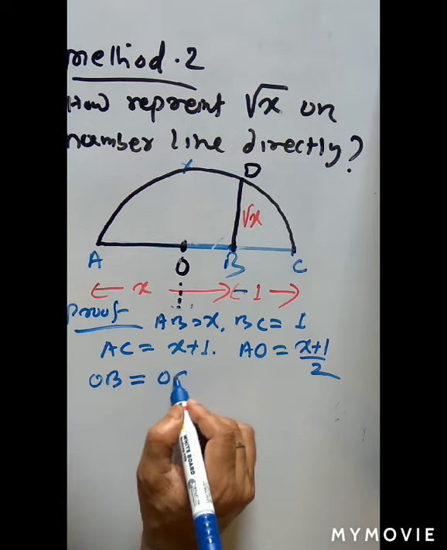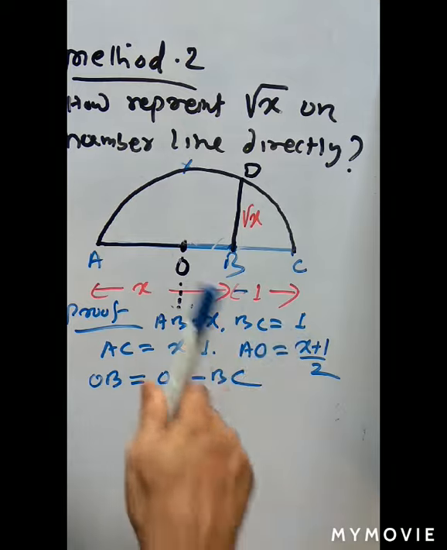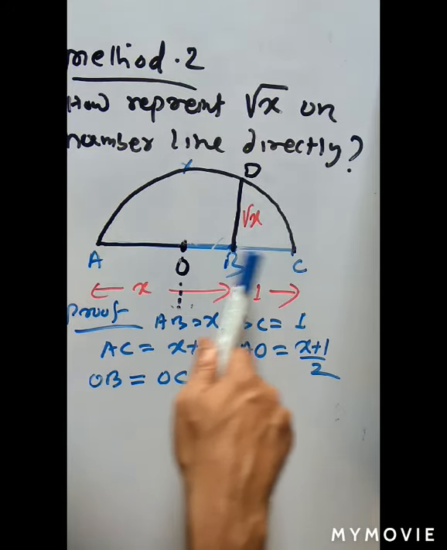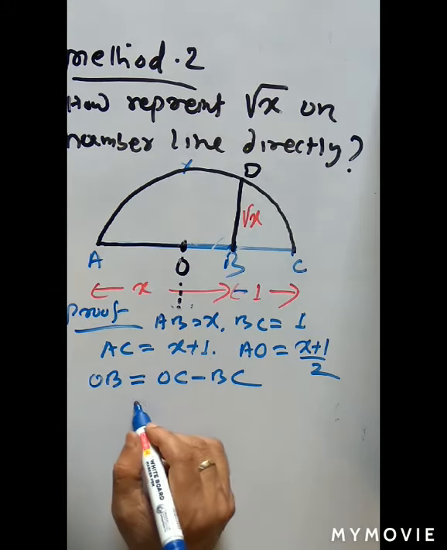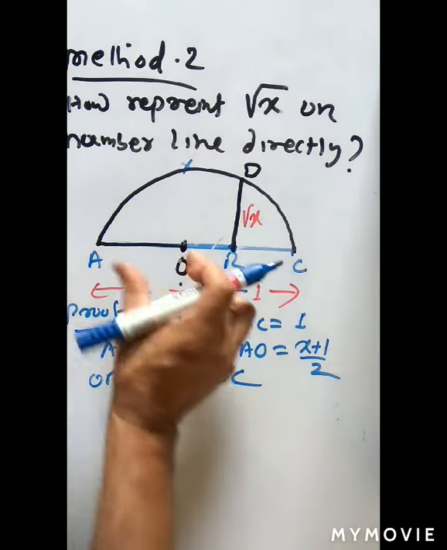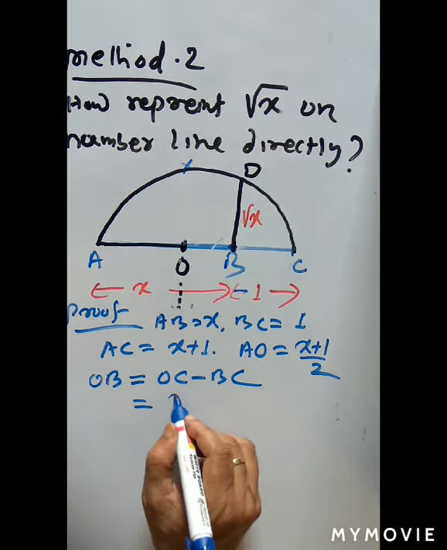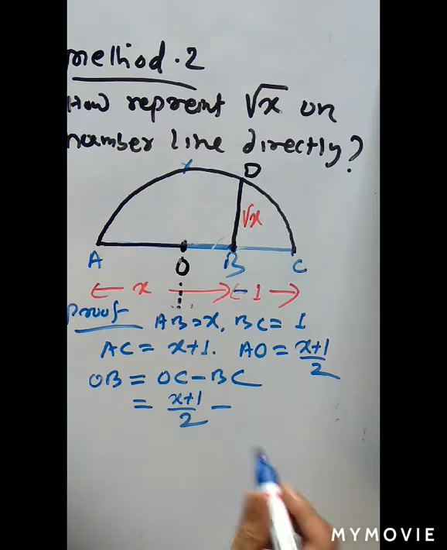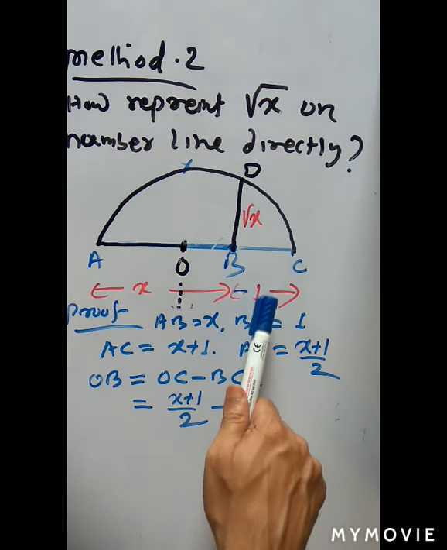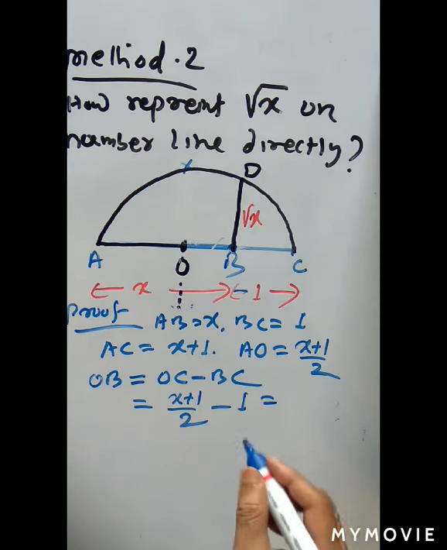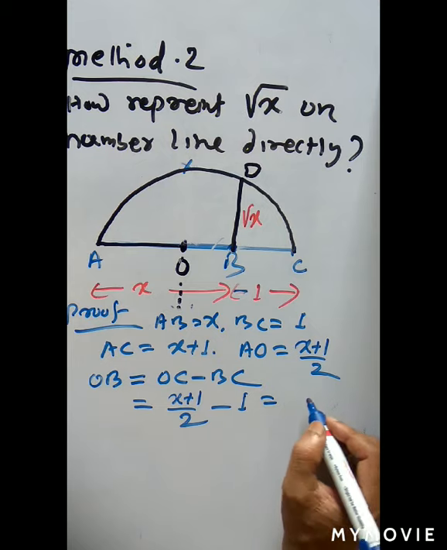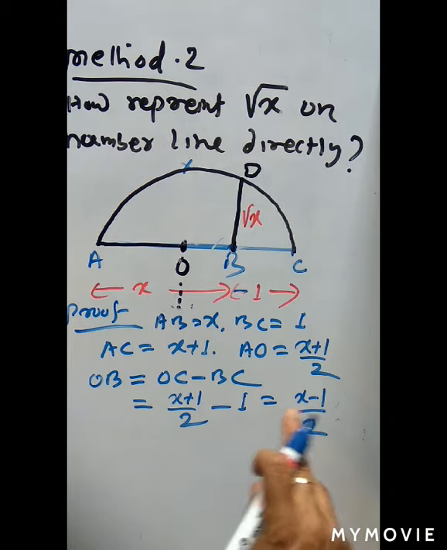Now what is OB? OB is nothing but OC minus BC. What is OC? OC is the radius, which is equal to OA. So OC is (x plus 1) by 2, minus BC, which I have taken as 1. So OB is equal to (x minus 1) by 2. Just subtract this.